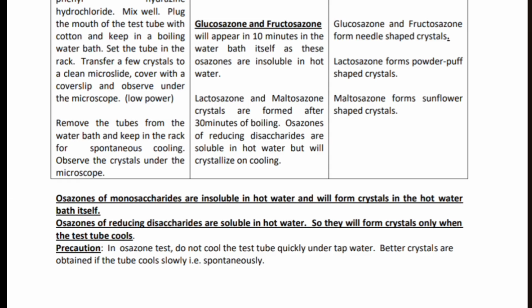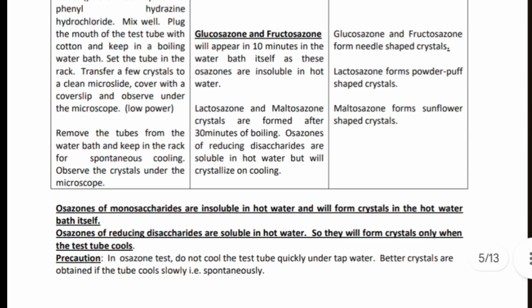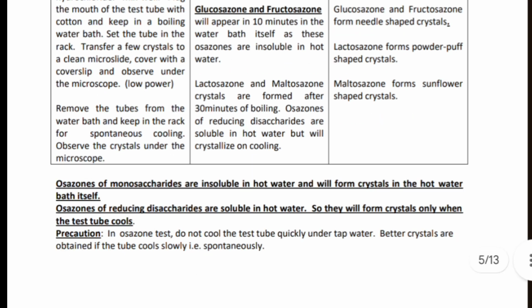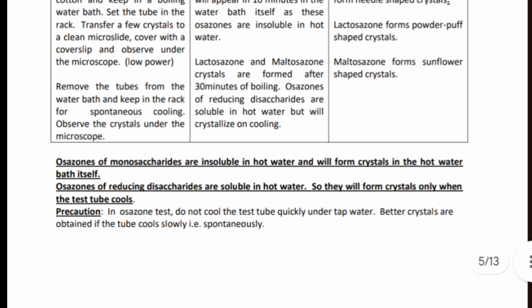Glucosazone and fructosazone appear in 10 minutes in the water bath itself, as these osazones are insoluble in hot water. You need to know the shapes of them. Glucosazone and fructosazone form needle shaped crystals. You should also know the diagrams of it, just a needle shaped diagram, you can just put it. And then lactosazone and maltosazone crystals are formed after 30 minutes of boiling, so this takes a lot of time.